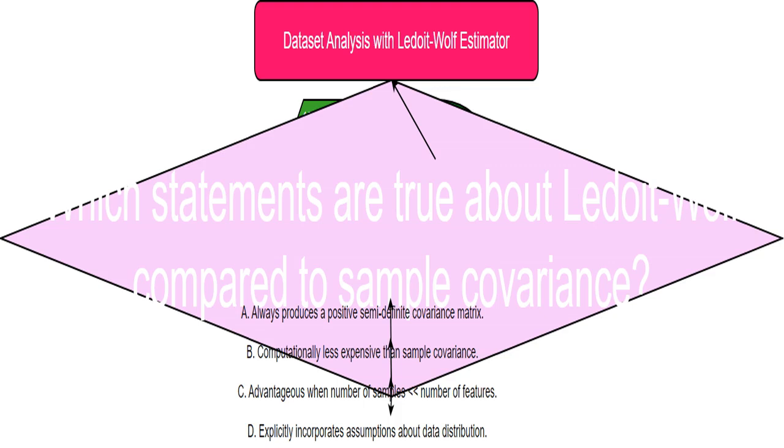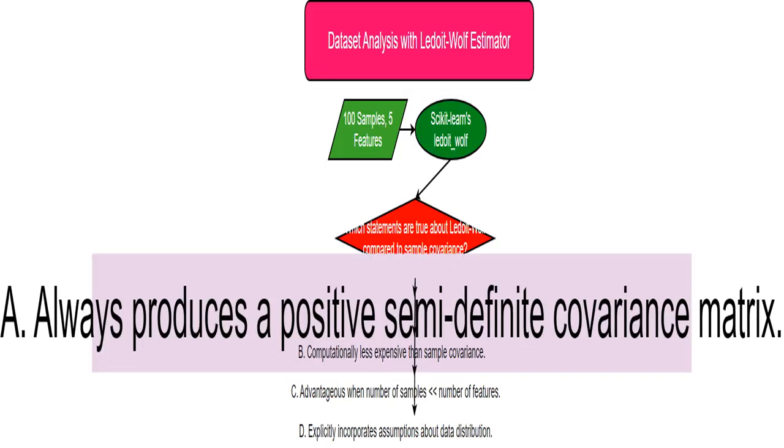I'm testing your understanding of the ledoitwolf estimator's properties. We'll compare it to the standard way of calculating covariance. This statement means that the ledoitwolf method always guarantees a mathematically valid covariance matrix. It's a crucial property for many statistical analyses.